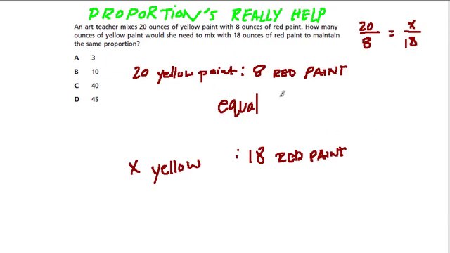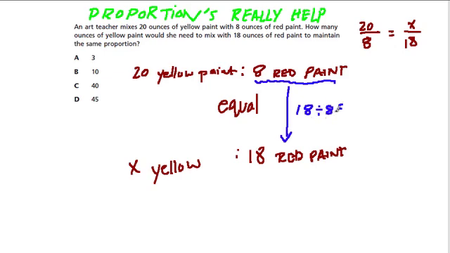The way I look at this is that we want to look across this fraction to figure out what's going on. We're told again that 20 ounces of yellow paint goes with 8 ounces of red paint, and then we go from 8 ounces of red paint to 18. So what changed here with the red paint? How many groups of 8 did we add to get 18? I'm going to figure that out by thinking about 18 divided by 8.